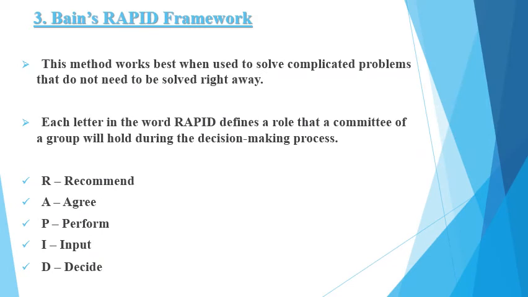Method number 3, Bain's RAPID framework. This method works best when used to solve complicated problems that don't need to be solved right away. Each letter in the word RAPID defines a role that a committee of the group will hold during the decision-making process. R, Recommend. A, Agree. P, Perform. I, Input. D, Decide.